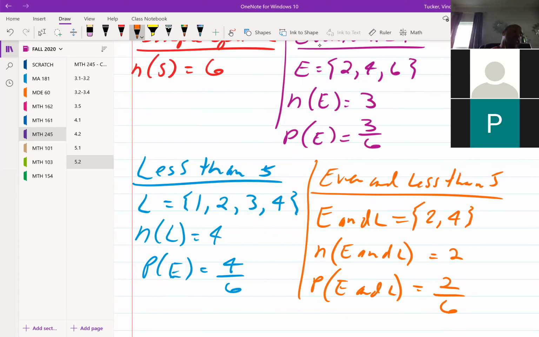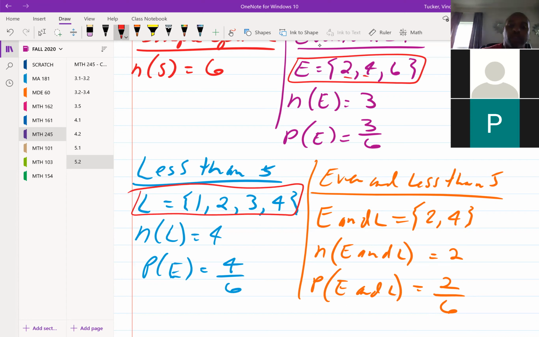So now, if we go back to our general addition rule, we are going to subtract this piece right here, what they have in common. Reason being, notice in our even setup, we have 2 and 4. And in our less than, we also have 2 and 4. So when we add those probabilities together, we're actually counting 2 and 4 twice.